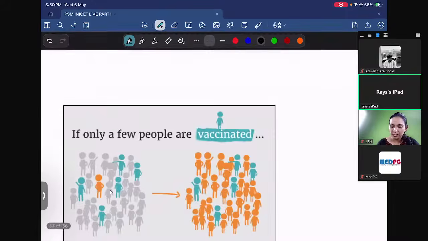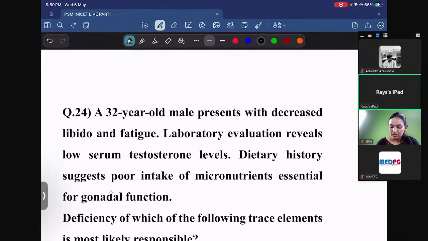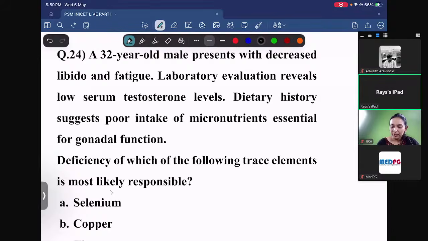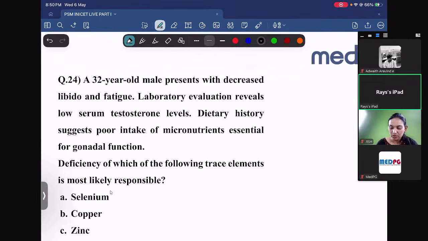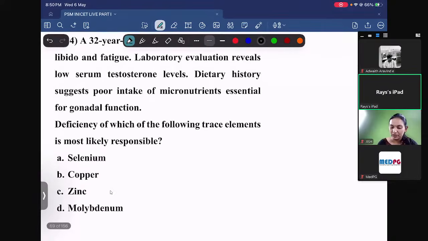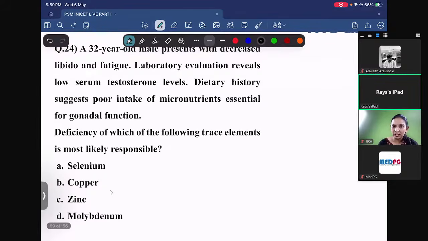Now moving on to the next question. A 32-year-old male presents with decreased libido and fatigue. Laboratory evaluation reveals low serum testosterone. Dietary history shows poor intake of micronutrients. Which is the deficient mineral here? So you have decreased libido, fatigue, testosterone affected. The deficiency is going to be zinc. The zinc micronutrient deficiency is the one that leads to all these symptoms.